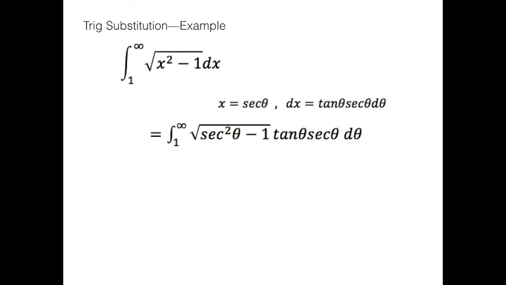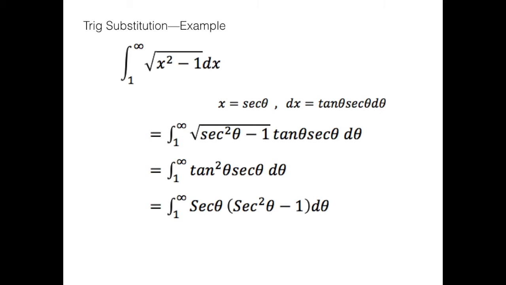So substituting tangent squared theta for secant squared theta minus 1, and then taking the square root of that, we get the integration from 1 to infinity of tangent squared theta times secant theta d theta. So then we have to actually go back to secant theta. We take tangent squared theta to be secant squared theta minus 1, and distributing, we get the integration from 1 to infinity of secant cubed theta minus secant theta d theta, except we forgot one thing.